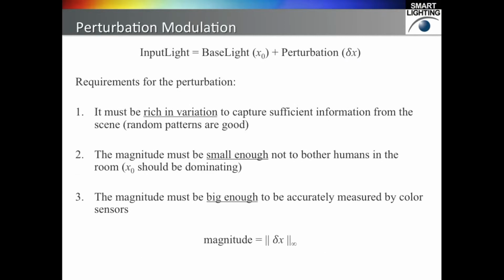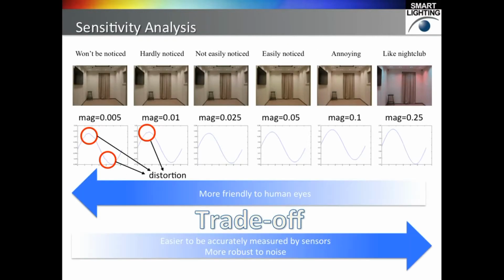Remember that the matrix A is obtained by adding a perturbation onto the base light. So, what are the requirements for the perturbations? First, the perturbations should have rich variation. Also, the magnitude of the perturbations should not be too big and not too small. Here is some sensitivity analysis. The first row is the videos taken in the room with different magnitudes of perturbations.